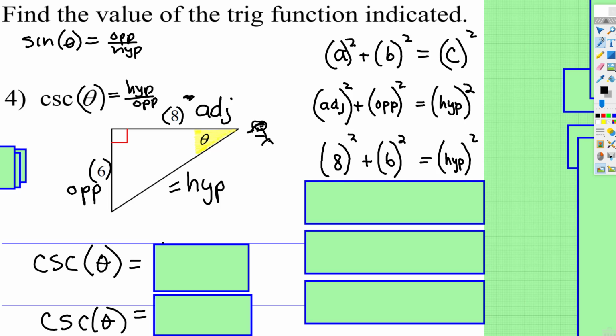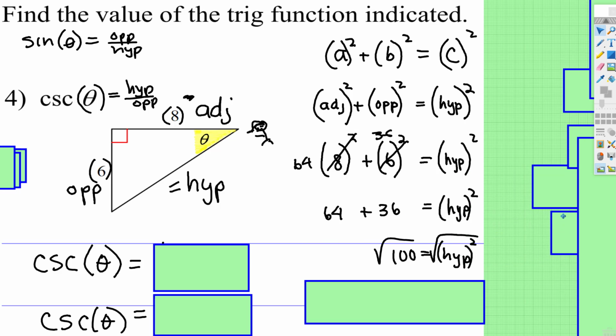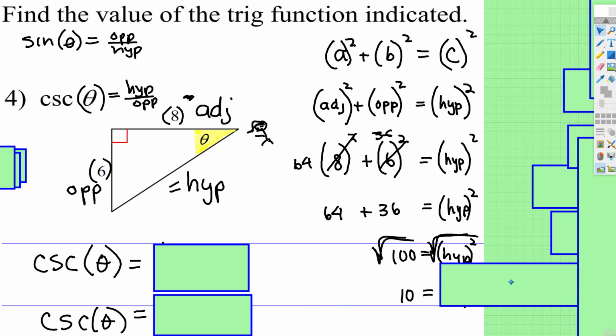So here we have it. 8 squared plus 6 squared. So that becomes 64. That becomes 36. When you add those together, you get 100. Well, once you get 100, you take the square root, because we're not interested in hypotenuse squared. We're interested in hypotenuse. In algebra, you take both the positive and negative, but because we're talking about length, you only take the positive version. So the hypotenuse now is 10.